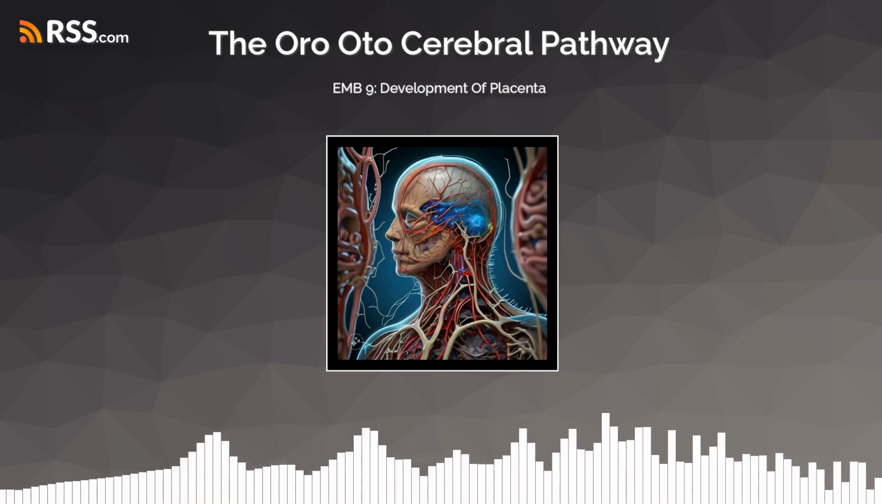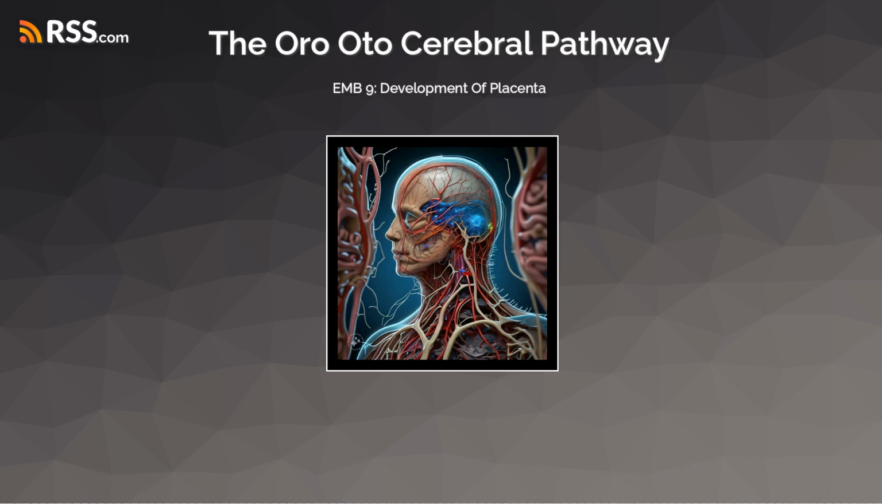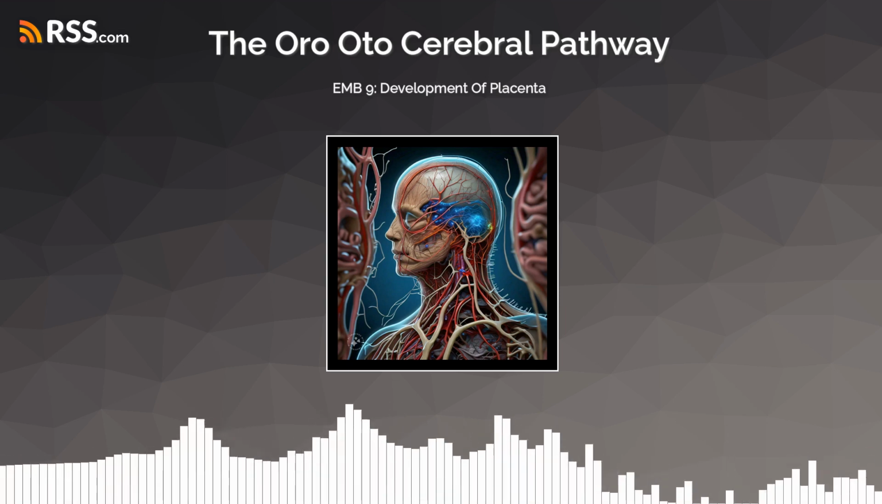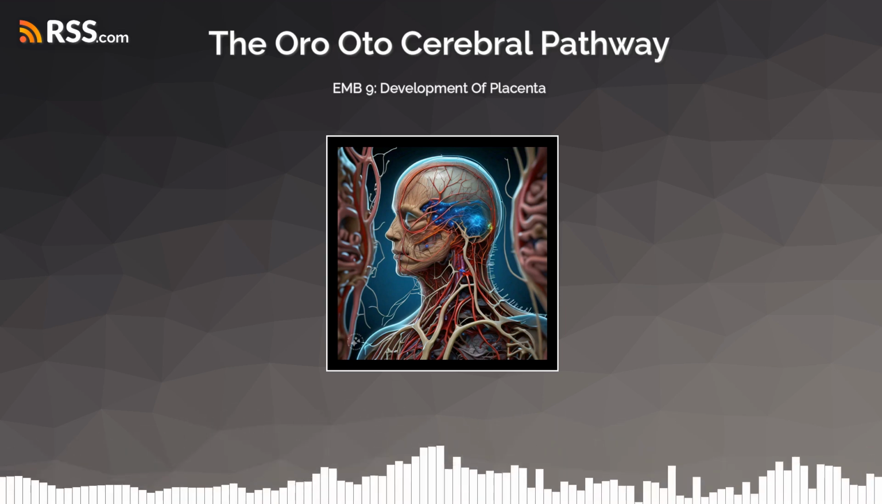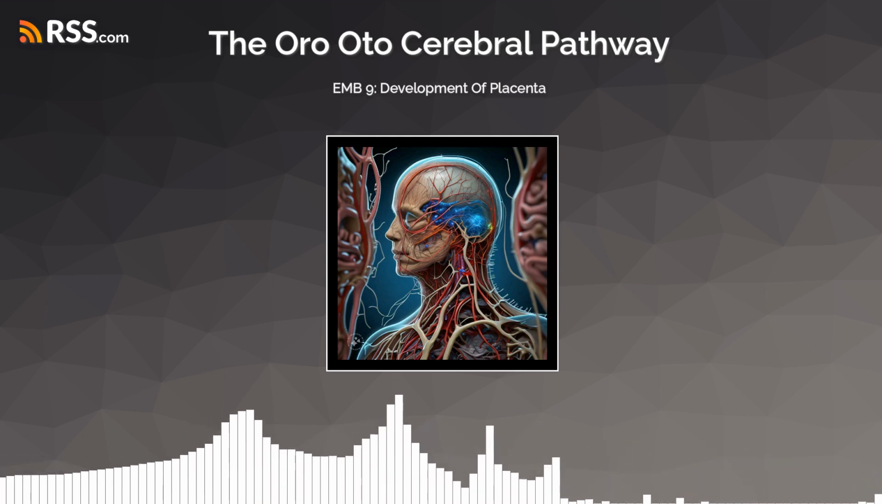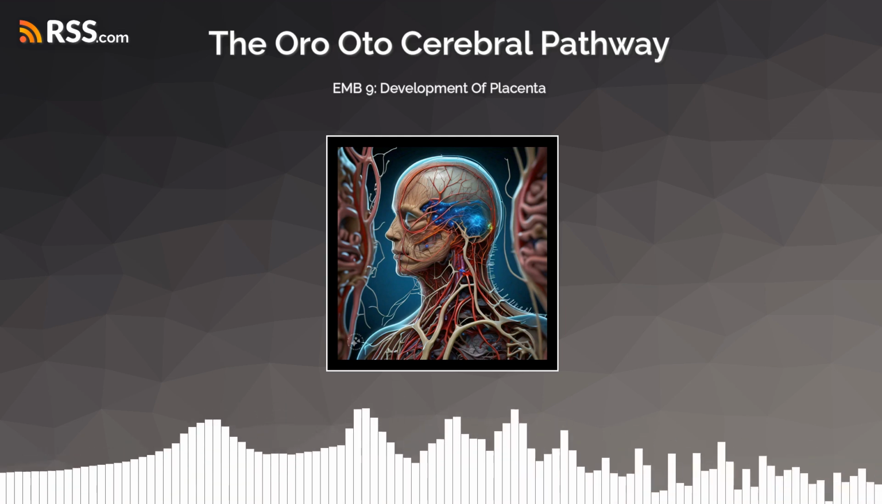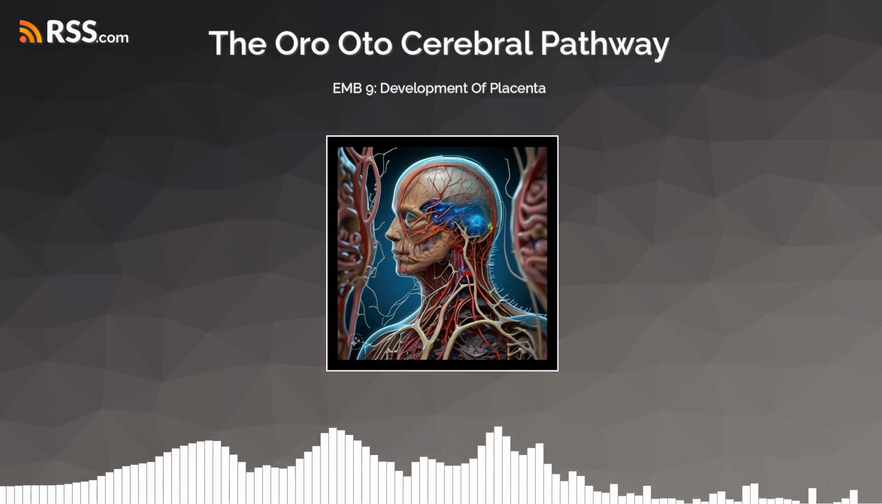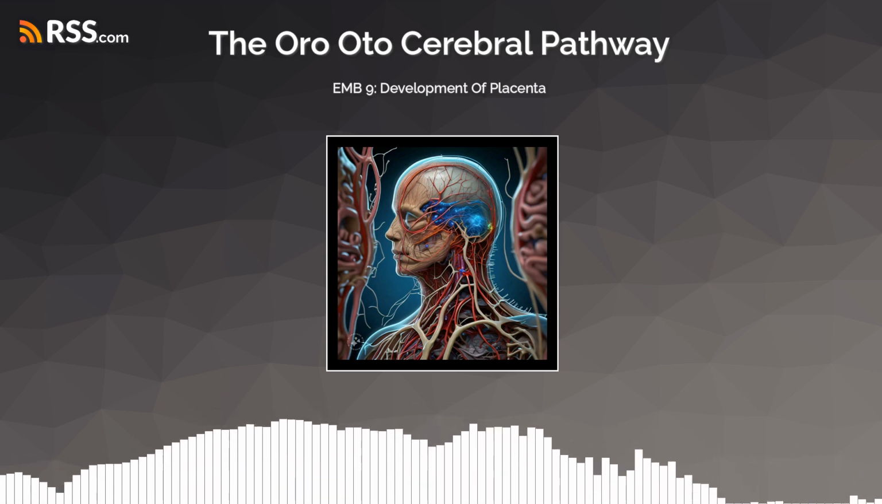So we have umbilical arteries and umbilical veins in the umbilical cord. The umbilical arteries carry deoxygenated blood. The umbilical veins carry oxygenated blood. The umbilical arteries are bringing deoxygenated blood from the fetal body towards the placenta, whereas the umbilical veins carry oxygenated blood from placenta towards the fetal body.